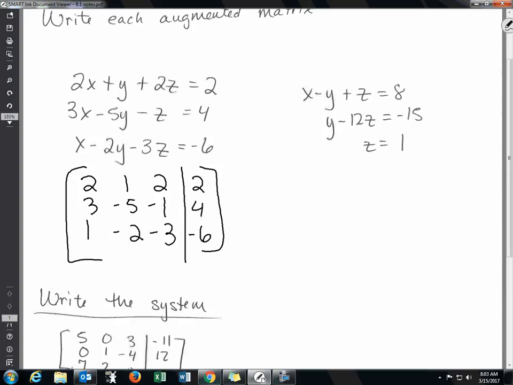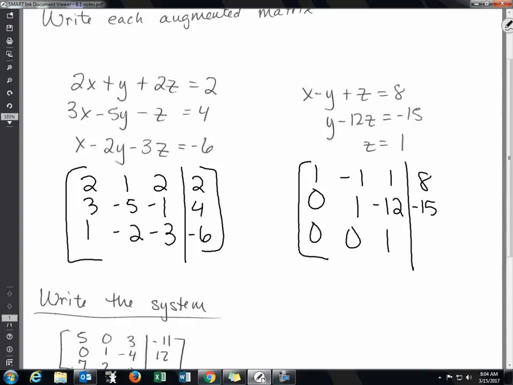When you don't have a variable, like the second equation doesn't have an x, and the third equation doesn't have an x or y, you still leave a number there, but that number is 0. So if we draw our matrix, we have 1, -1, 1, 8, then 0x, because there's no x, 1y, -1z, -15, then 0, 0, 1z equals 1. So that would be your augmented matrix for that one.